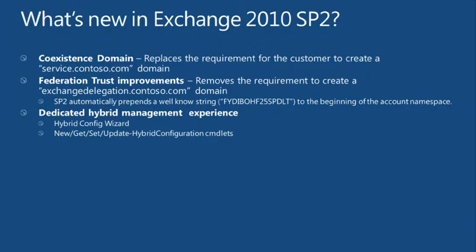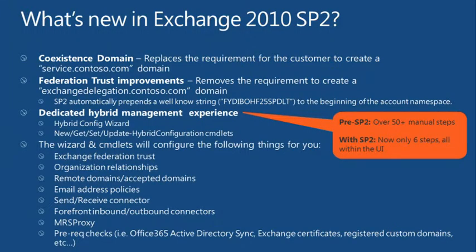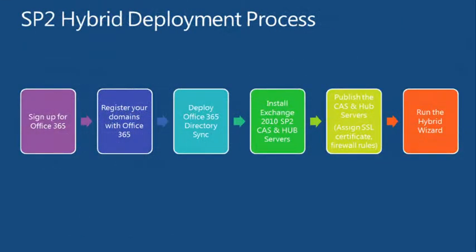So finally, coming to the hybrid configuration wizard, this is the main thing that we've added. And this is the thing that's automated the deployment process for hybrid. And essentially from Service Pack 2 onwards, this is your setup engine for configuring on-prem to talk to online. And it replaces all of these manual steps that you had to do before. So this is the new process.